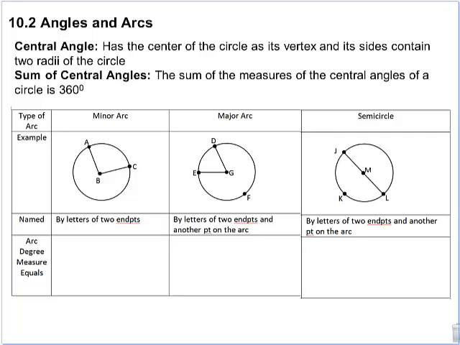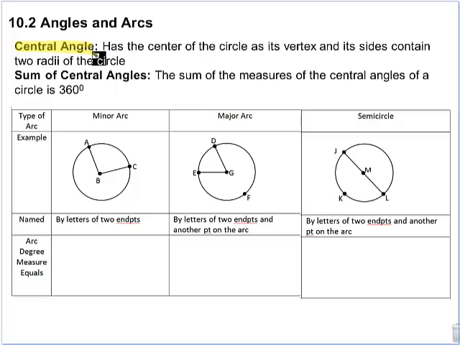All right, so angles and arcs. So we all know what an angle is. So specifically on circles, we are going to be concerned about the central angle. Central angle should be kind of what you think it is. The vertex is at the center of the angle, and the angle goes out so that the two sides end up being the radii of the circle.